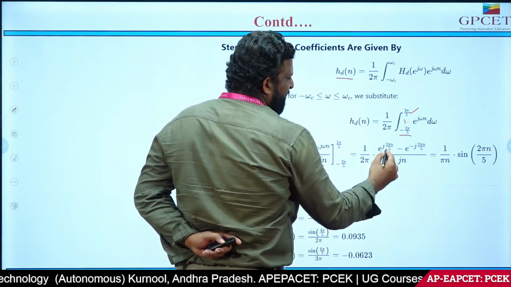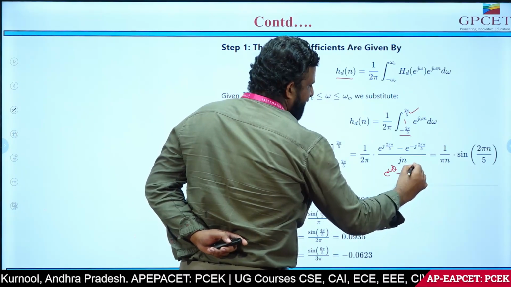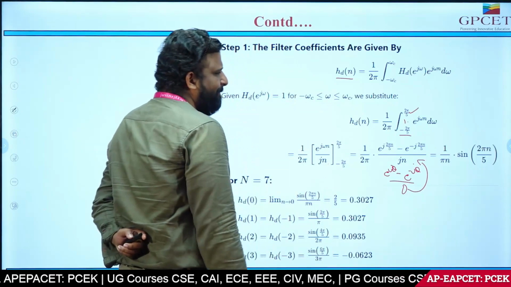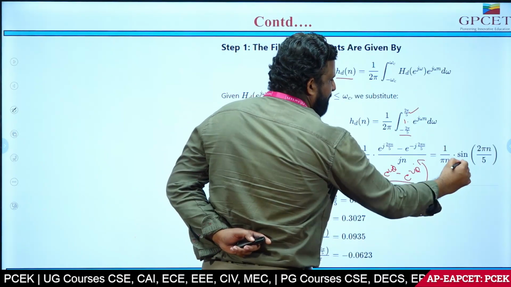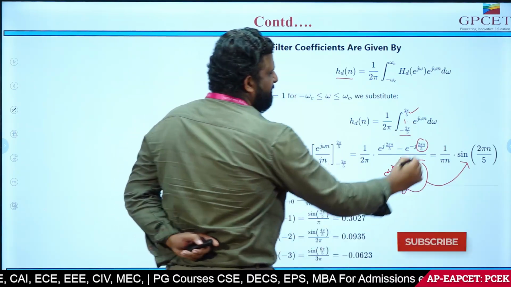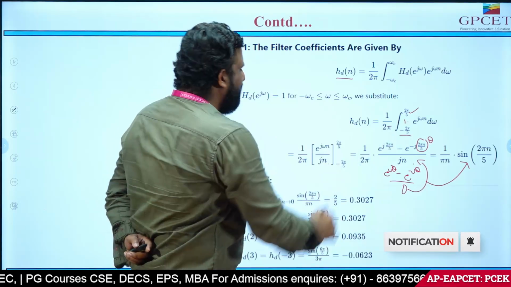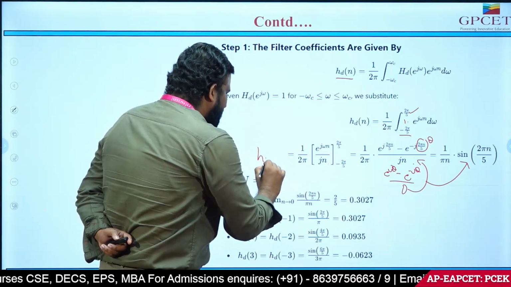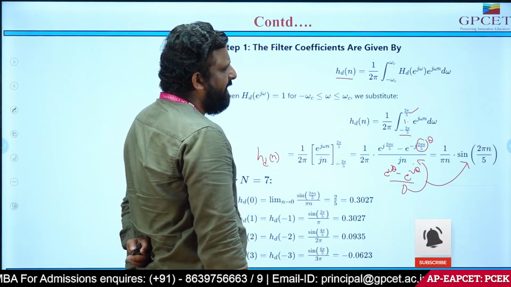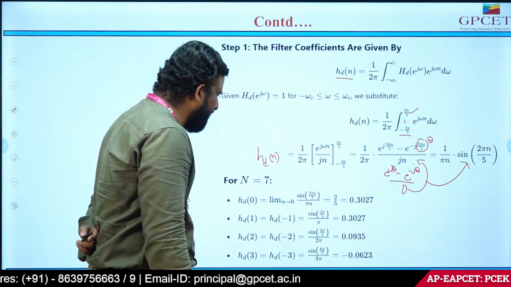See, it is in the form of e power j theta minus e power minus j theta divided by theta, and this is nothing but sine theta. Sine theta is nothing but sine 2 pi n by 5, which means theta is equal to 2 pi n by 5. So what is the final equation I got here? HD of n is equal to 1 by pi n into sine 2 pi n by 5. So in the first step we found the value of HD of n.